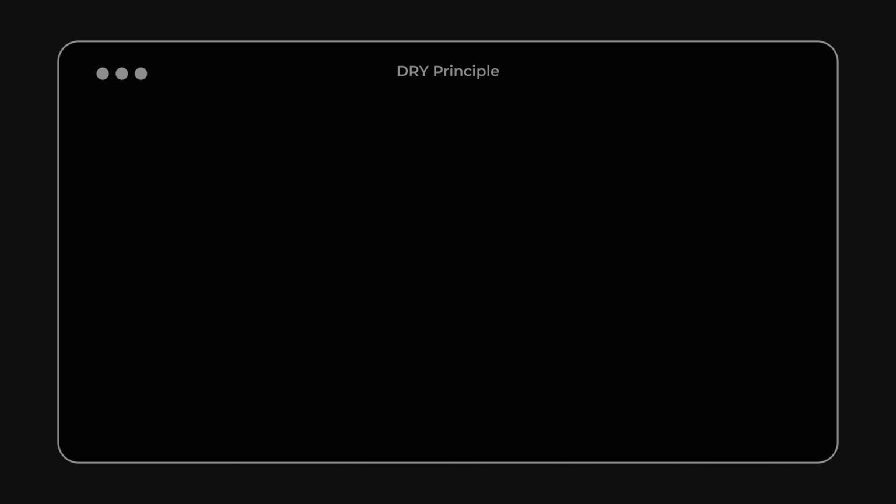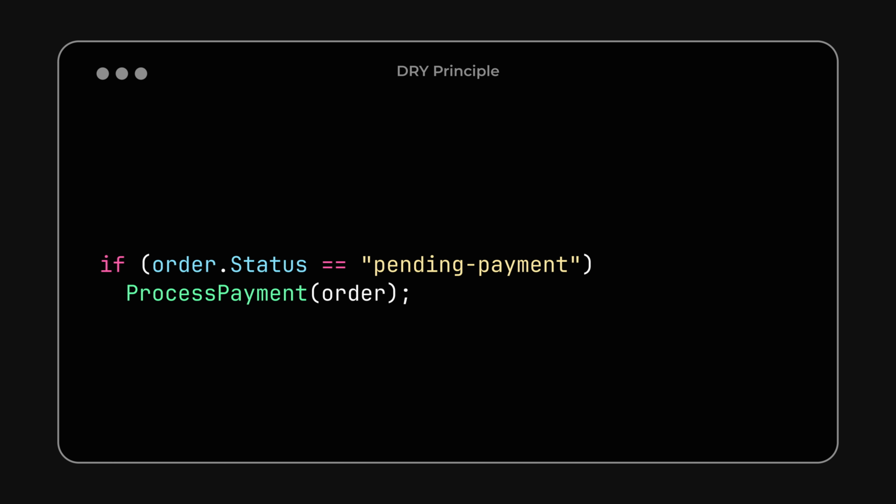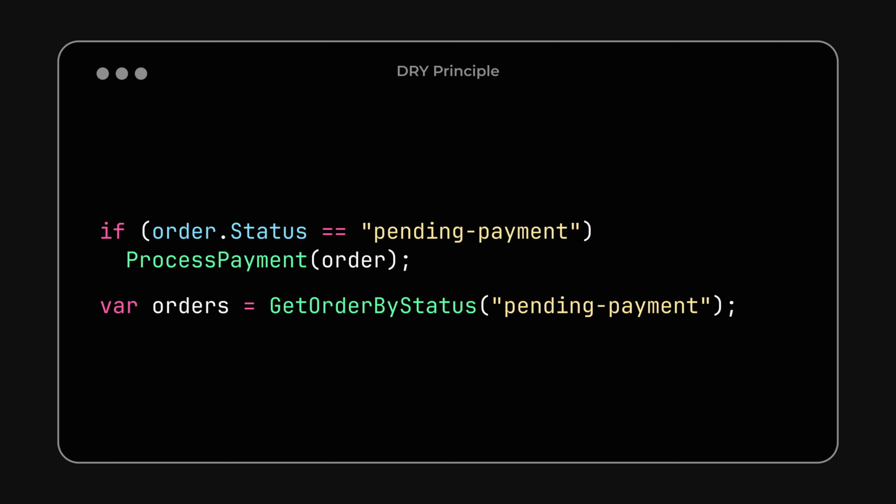For example, if you have something as simple as this, okay, you have the order status and you are checking if it's in a given status before processing the payment. Now you need to get the orders from the database and you want to check by status. You see the pending payment, you duplicate that, copy and paste. Okay, you use the same key. Seems fine, but it's not, because you duplicated a simple string, a simple piece of text, just a small line of code, and now you have a problem.